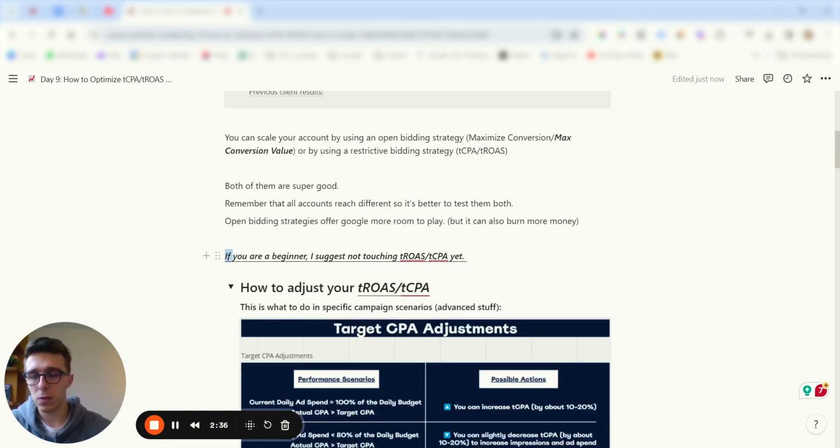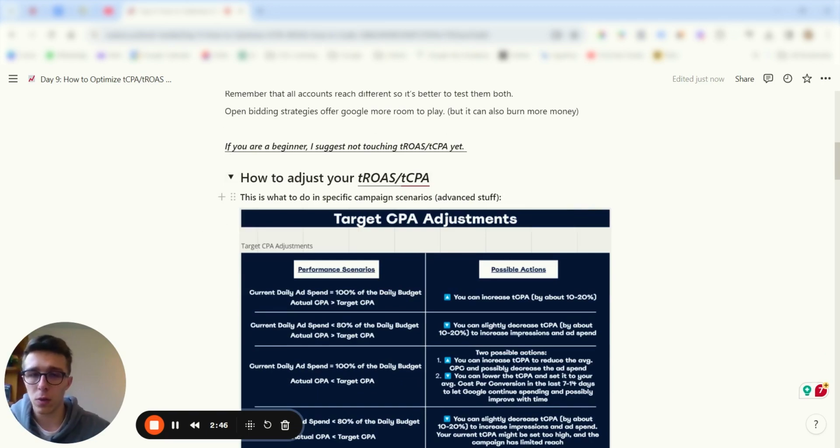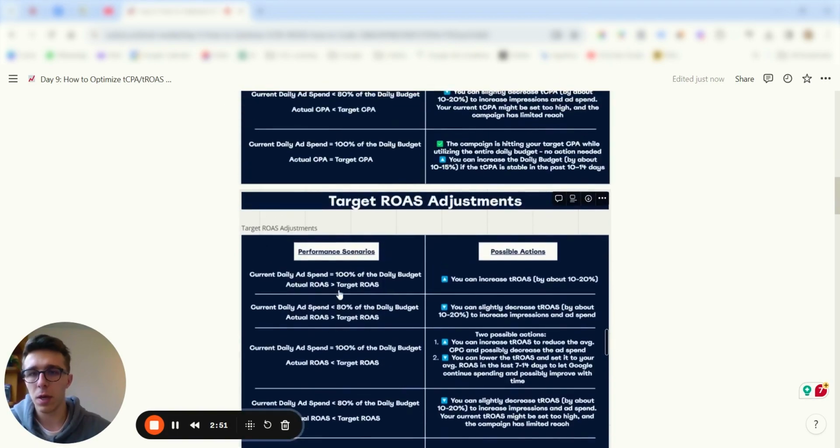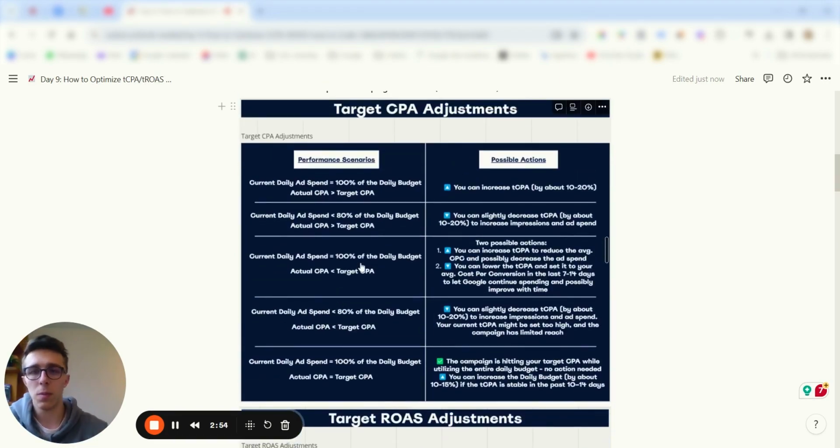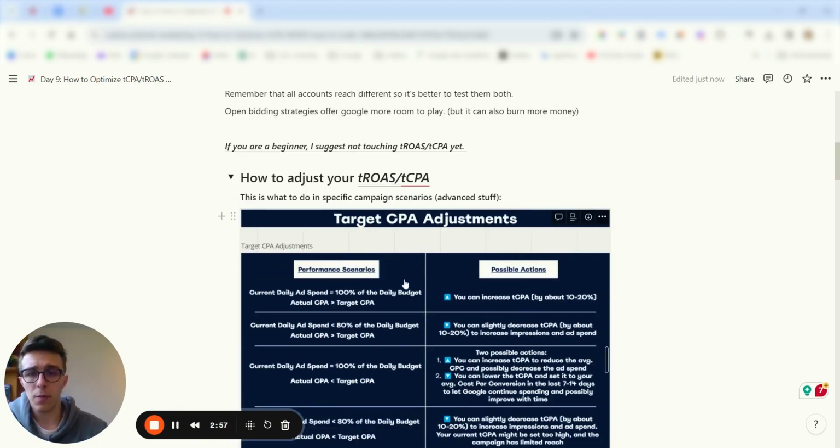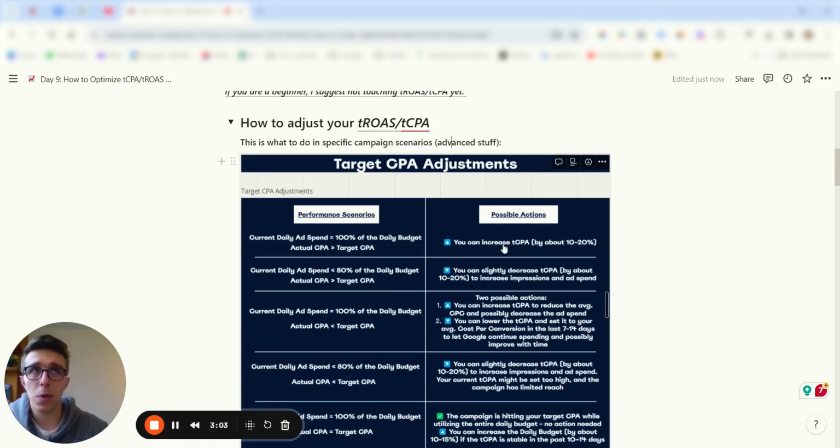I want to say this straight from the bat. If you're a beginner, I suggest you not touch target ROAS or target CPA because you might just mess up your performance. But if you actually know what you're doing and you have a little bit of knowledge, this is what you've got to do. I prepared a couple of scenarios and I'm going to just go through them. So this is for target CPA. These are the potential things that you can do to improve the performance.